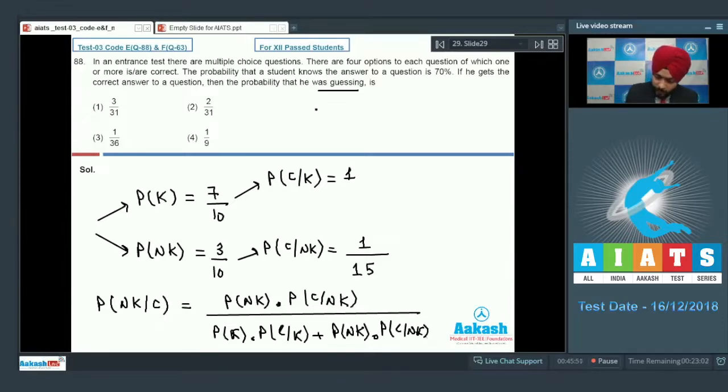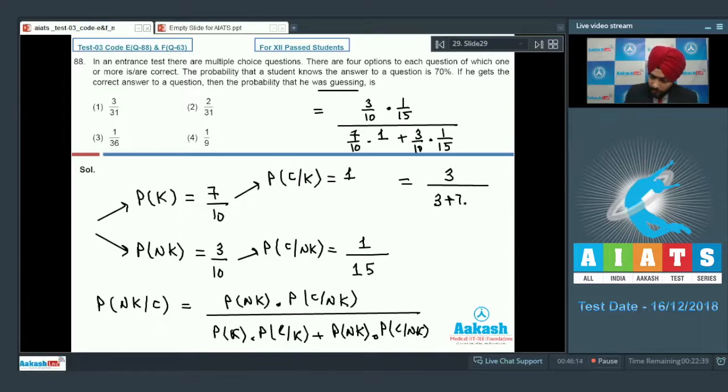So the answer will be framed as 3 by 10 into 1 by 15, upon 7 by 10 into 1 plus 3 by 10 into 1 by 15. Students, the denominator is 150. Let us cancel it. 3 upon 3 plus 7 into 15. That means 1 upon 1 plus 35, and that is 1 by 36. Okay, so this is the final answer. Option number 3 satisfies.